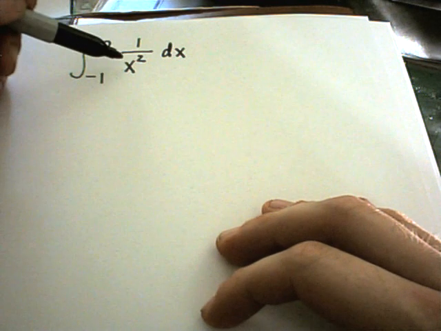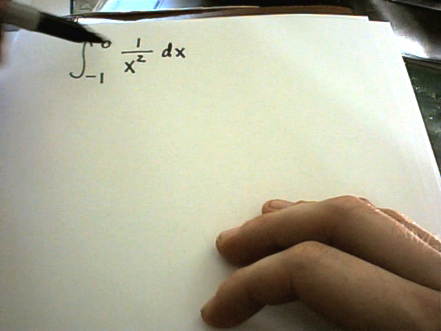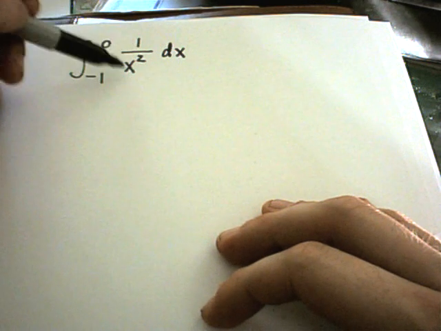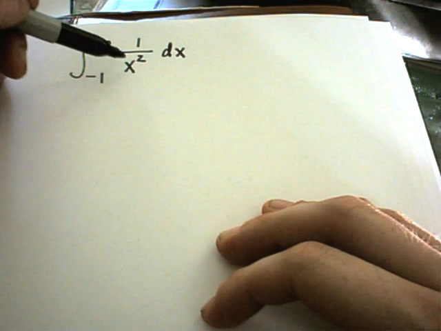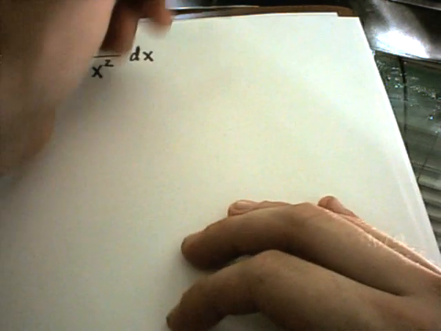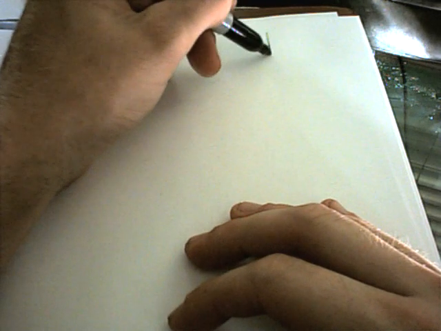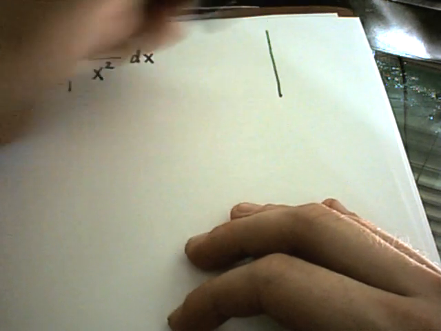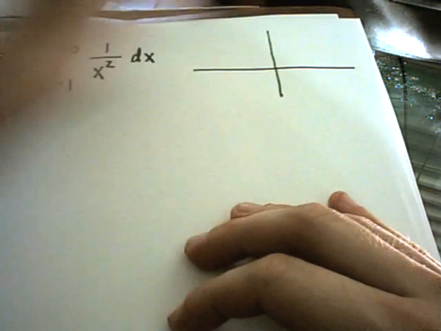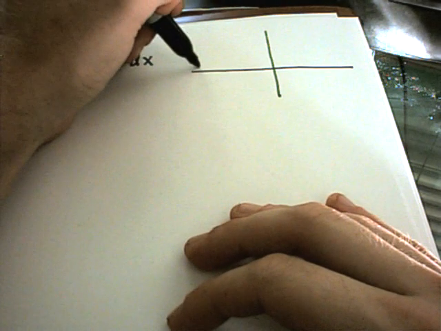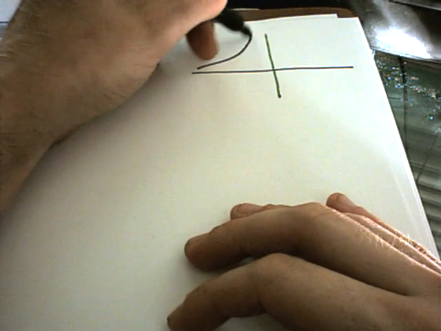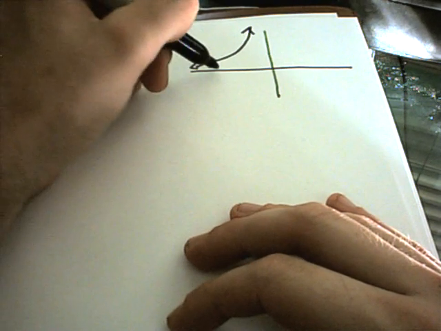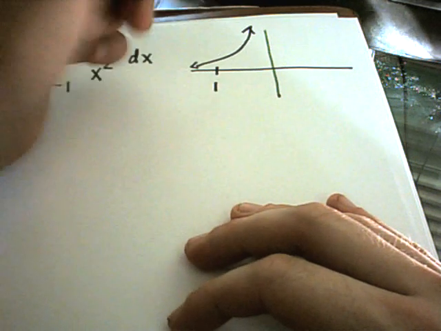And if you think about the graph of 1 over x squared, well, in terms of the domain, if you plug 0 into this, you're going to be dividing by 0, which is bad. So there is an infinite discontinuity in this problem. And if you think about the graph of 1 over x squared, it looks like this. So what we're trying to do is integrate from negative 1 to 0.